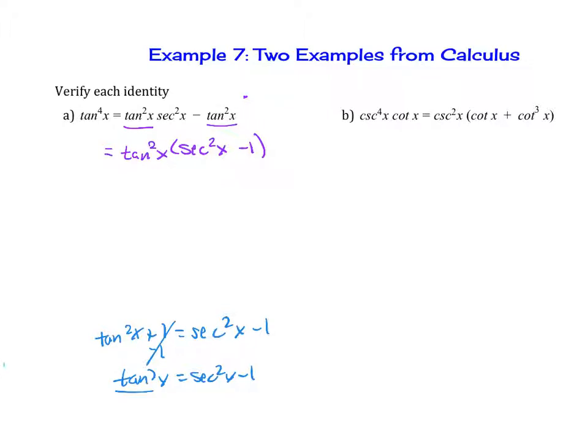So I'm going to substitute that in there. So notice that we get tangent squared of x times tangent squared of x. Therefore, this is tangent to the fourth of x. And so we have verified it.